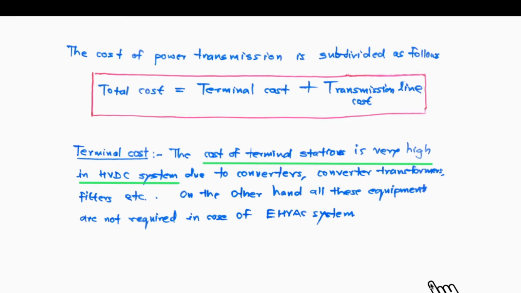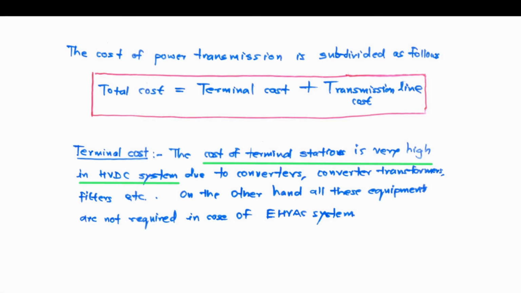On the other hand, all this equipment is not required in an HVAC system. That is why, from the characteristics, we have realized that the terminal cost of an HVDC system is larger as compared to an EHVAC system.